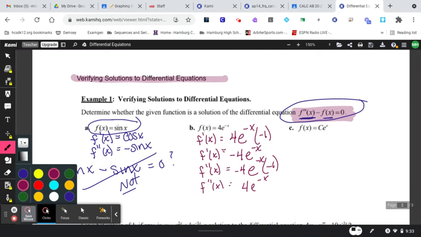All right, so now that I found all my terms, I'm just going to see if it's a solution. I have 4 e to the negative x minus 4 e to the negative x equals 0. I would definitely say yes, that is a solution. Something minus itself is 0.